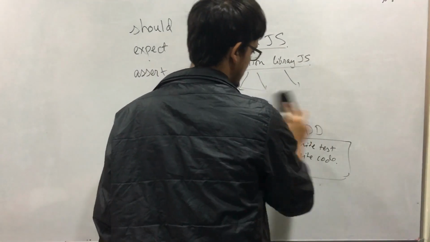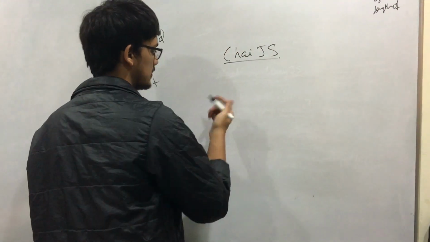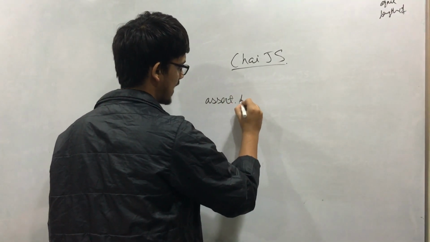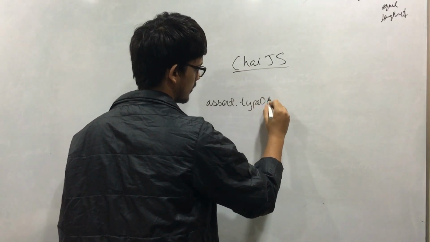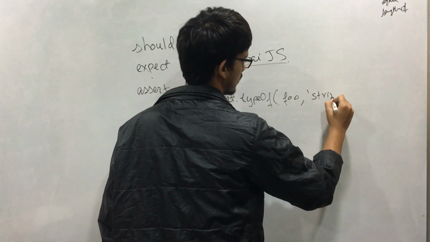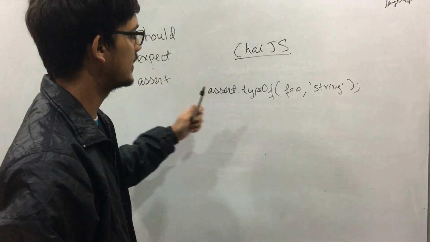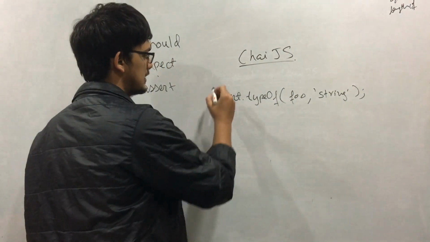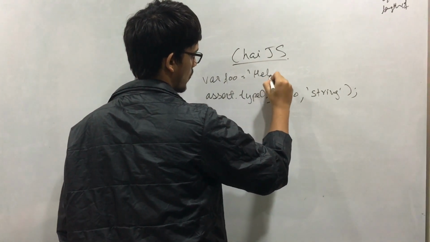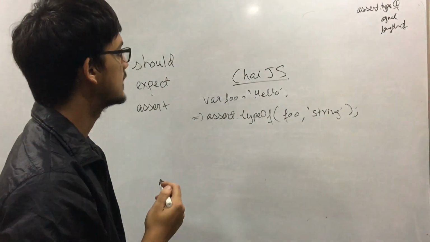Now let's focus on what assert is. I'll give you an example of assert. Let's suppose we want to assert the type of, let's say, variable foo to be a string. Now what this test case is doing is it's asserting that the type of foo should be string. Let's say we define foo as a string, hello. So this is how you'll assert.